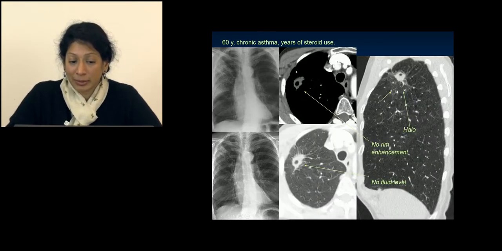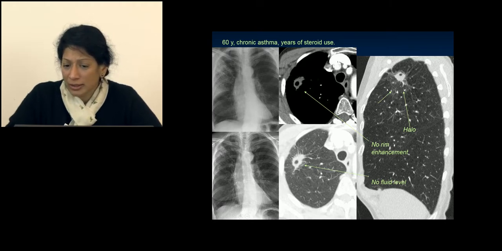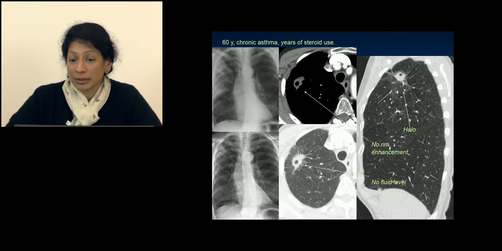When we did a CT, we see this cavitary lesion, and there is no rim enhancement, there's no fluid level. It has this kind of spiculae, but if you look on the sagittal, you see this halo around it. We still did a biopsy and it was proven to be aspergillosis, and then later on she developed hemoptysis, so this had to be removed.